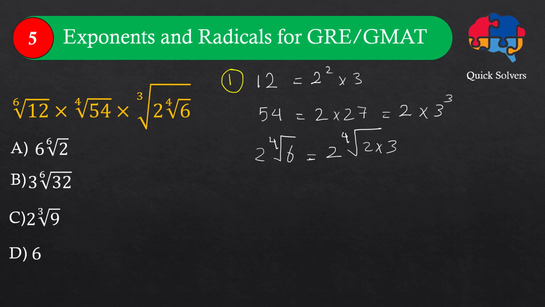The second step is to raise each index here to 12, to the same number actually, because then I can merge them. So if I want to raise the index here from 6 to 12, I need to multiply this 6 by 2. I need to multiply this 4 by 3 to get 12. And I need to multiply this 3 by 4 to get 12. Okay, so let me write it here. Multiply it by 2, multiply this by 3, and multiply this by 4.